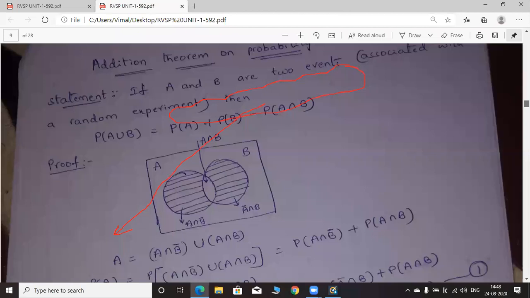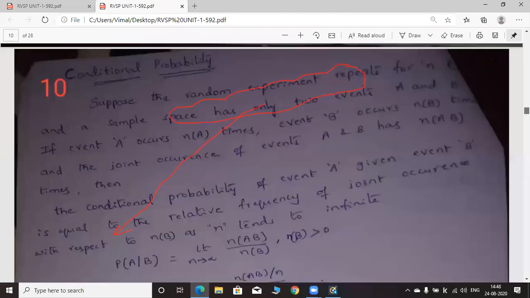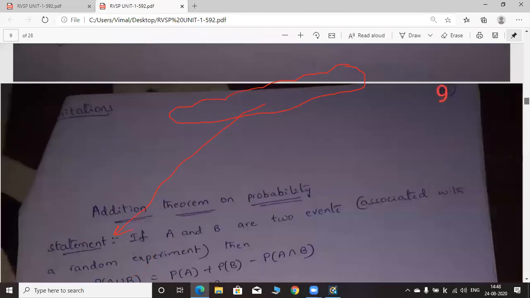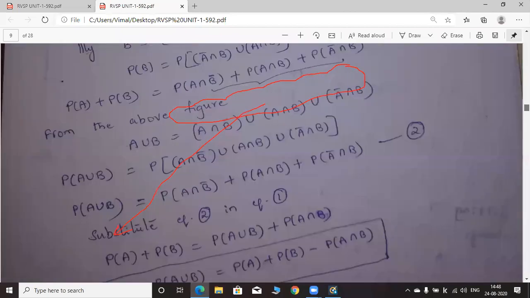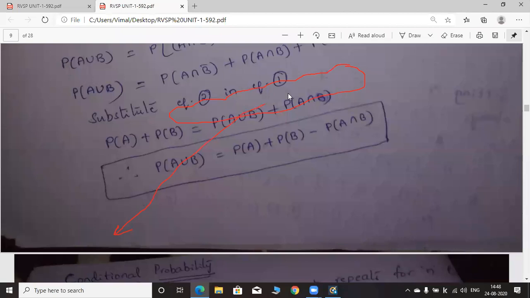So from this statement, P of A plus P of B is equal to P of A union B plus P of A intersection B. Okay, by taking this term to the left hand side, you will get P of A union B is equal to P of A plus P of B minus P of A intersection B.